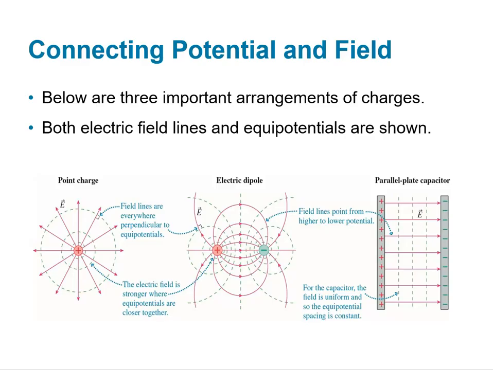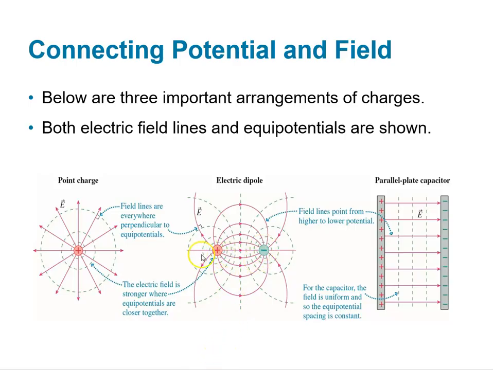It says below are 3 important arrangements of charges. Both electric field lines and equipotentials are shown. So here's the electric field of a point charge. These would be the equipotential lines. The equipotential lines are closer the closer you are to the point charge, and they get farther away the farther away you go, because we know the magnitude of the electric field decreases the farther away you get from a point charge.